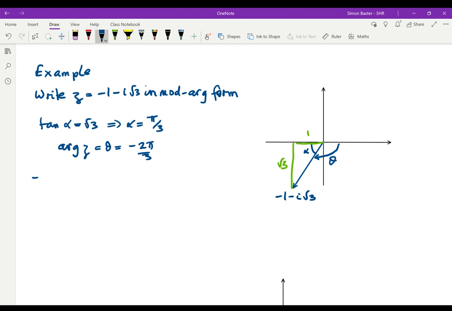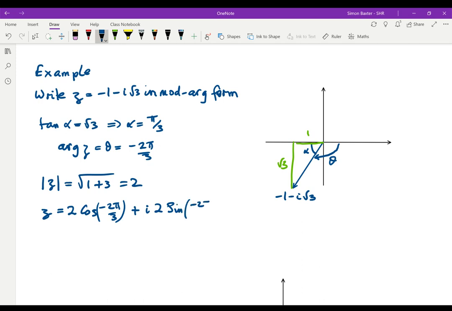And so now, writing it in modulus argument form, z is equal to, except that we haven't yet worked out the modulus, so let's do the modulus of z. The modulus of z is the square root of 1 plus 3, which is 2. z now in modulus argument form is going to be 2 cos minus 2 pi by 3 plus i 2 sine minus 2 pi by 3. So there is the modulus argument form for that complex number.